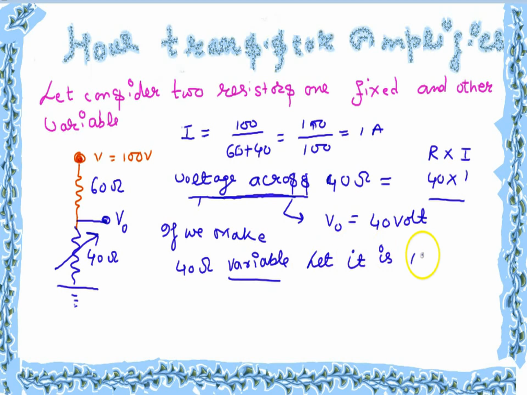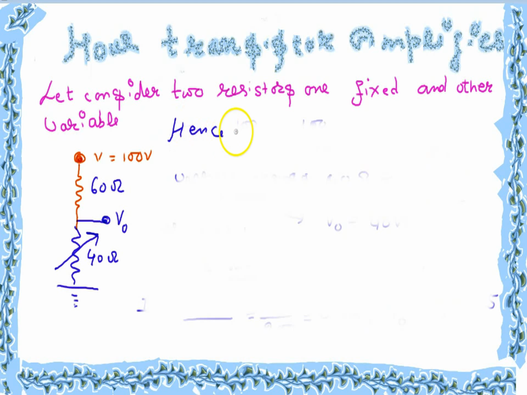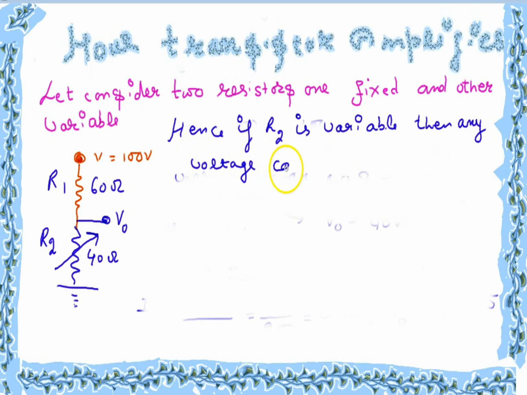If we change it to 140 ohm, then the current will be 100 over 200, 0.5 ampere. Voltage across 140 is 70 volt and 30 volt will be across the 60 ohm. So changing R2 changes the voltage. If R2 is variable, then any voltage can be set across R2. Now we are thinking that by some voltage we change the second resistor R2.